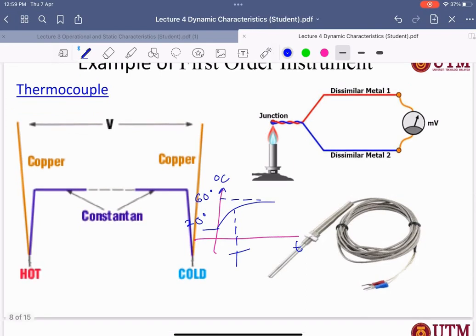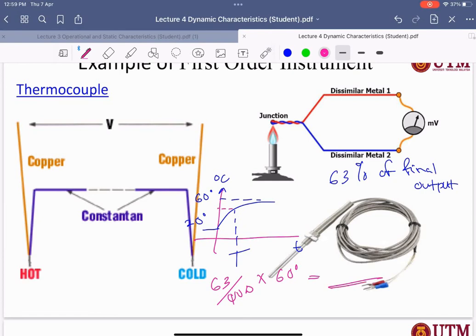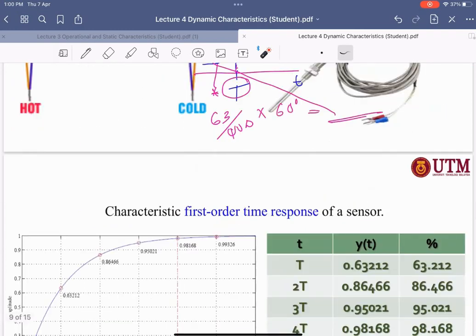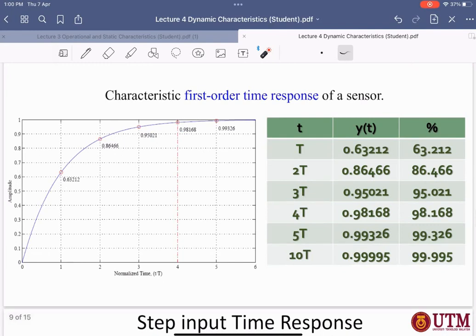In order to find T, it is the time at 63% of the final output. So if your final output is 60 degrees, then take 63% of the 60 degrees and find the time at that value. This value will refer to this, and when you measure the time constant, it refers to this point, not this one. This is a characteristic of the first order system. You will have the time constant here, and then the second time constant, third time constant, fourth time constant, and so on.